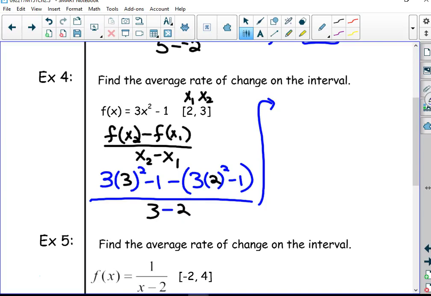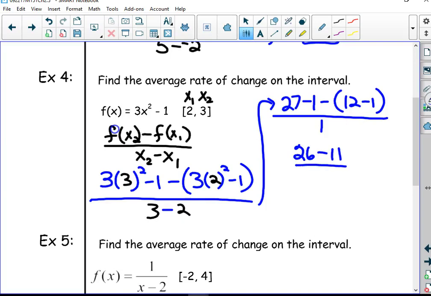3 squared times 3 is 27 minus 1 minus 2 squared is 4 times 3 is 12 minus 1 all over 3 minus 2, which is 1. So let's finish up the math. I get 26 minus 11 over 1, which I don't have to write. And 26 minus 11 gives me 15. And that's my average rate of change over the interval.